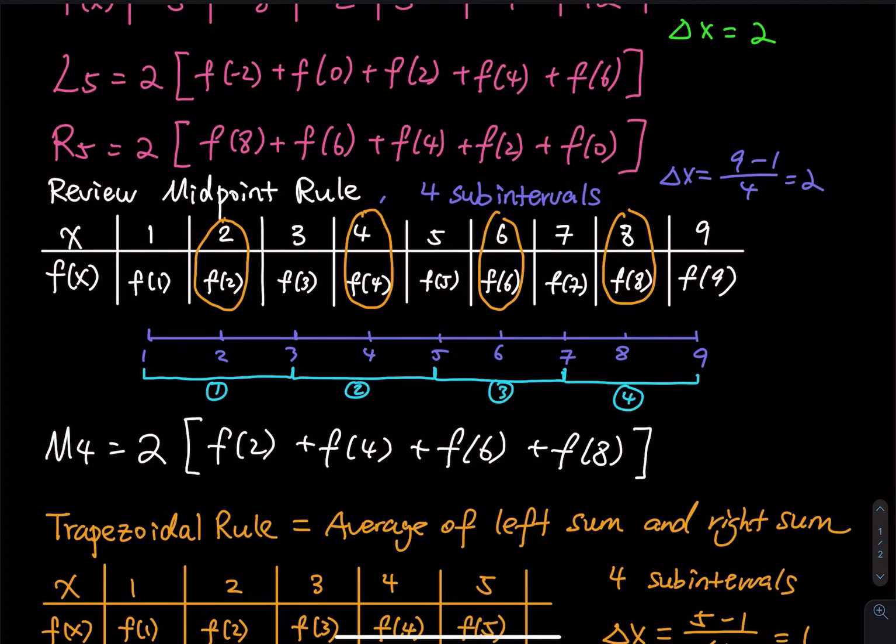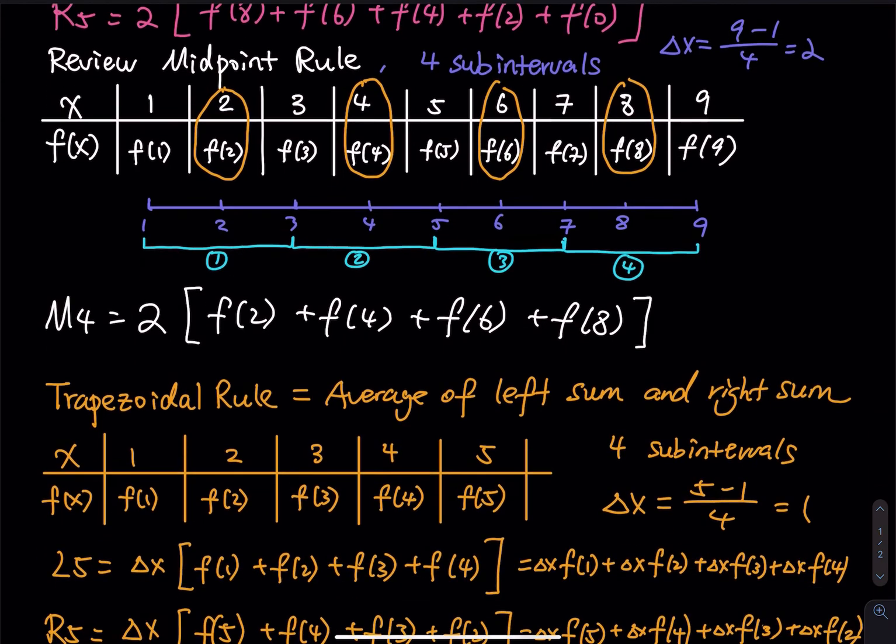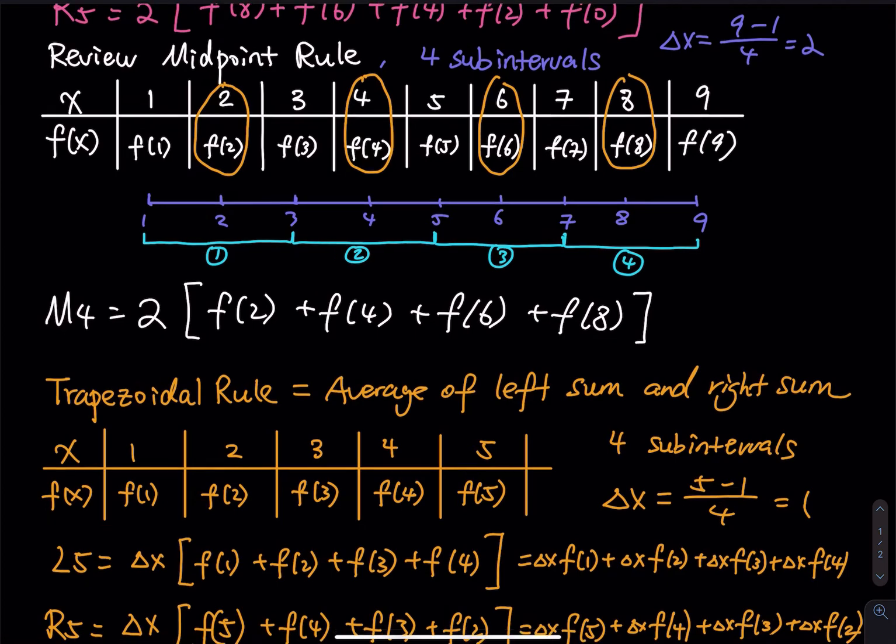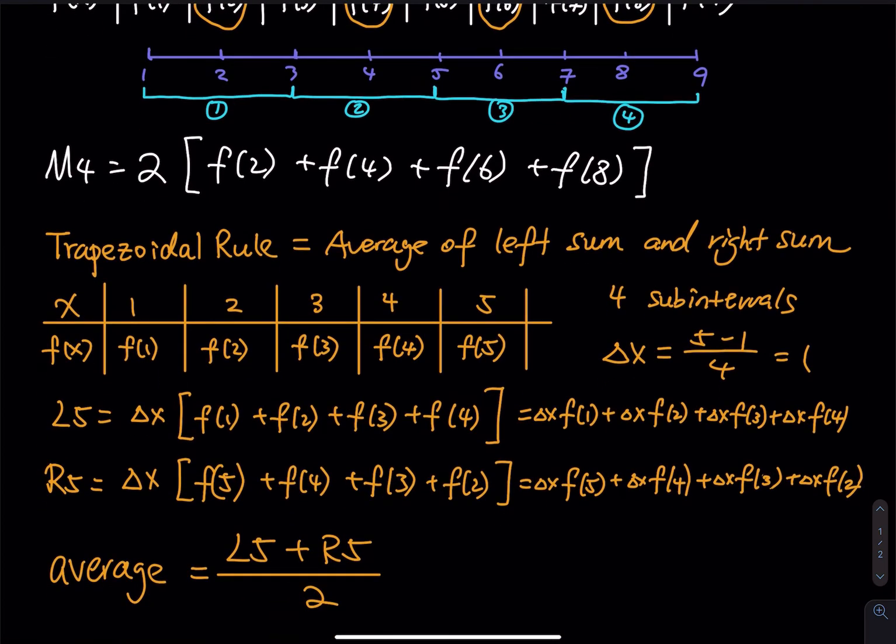The trapezoidal rule. You learned left sum, right sum, and midpoint sum in the past. Let me add one more to it. The one more is the trapezoidal rule. The trapezoidal rule is the average of the left sum and the right sum. So I built another table for you, and I'm going to use this table to derive the trapezoidal rule.